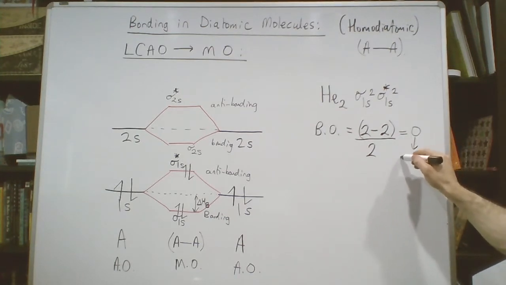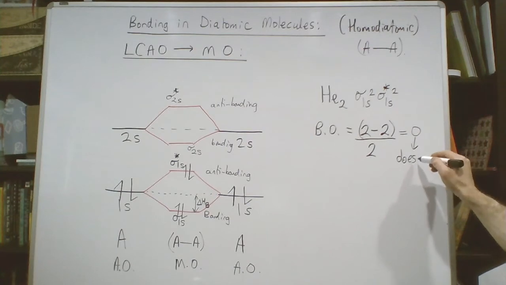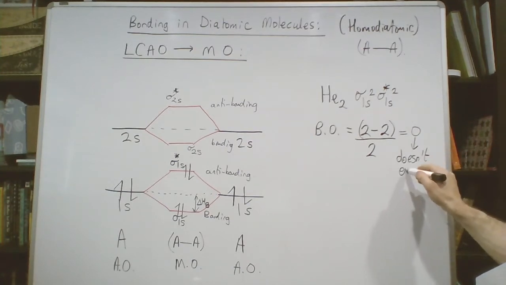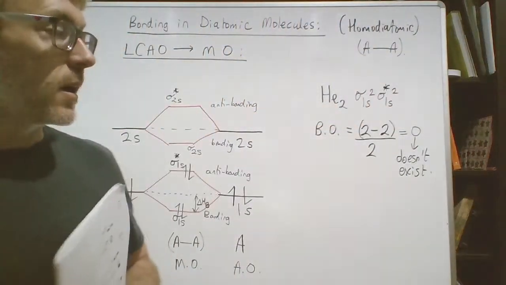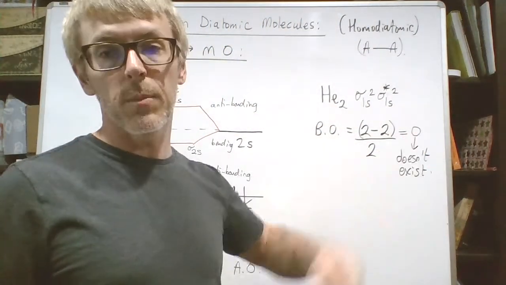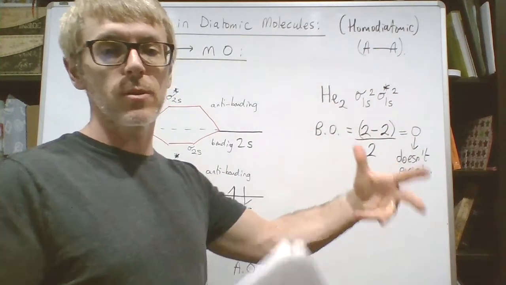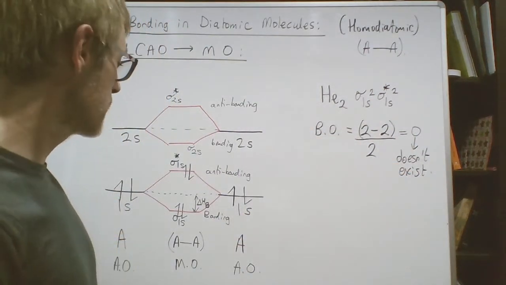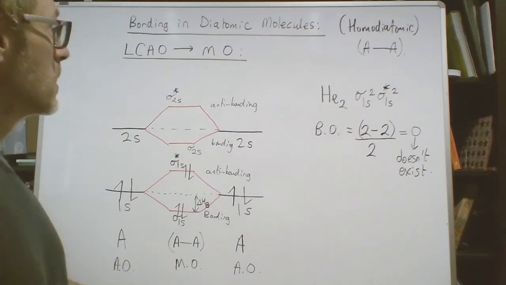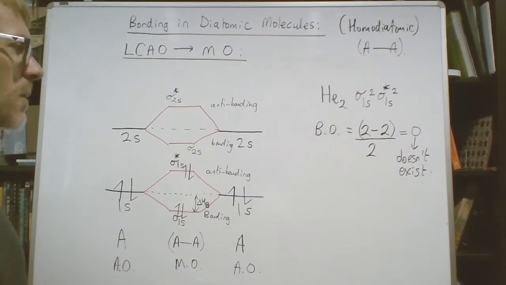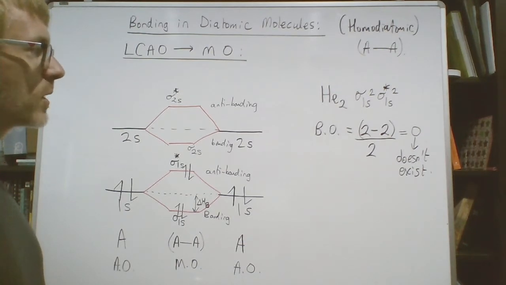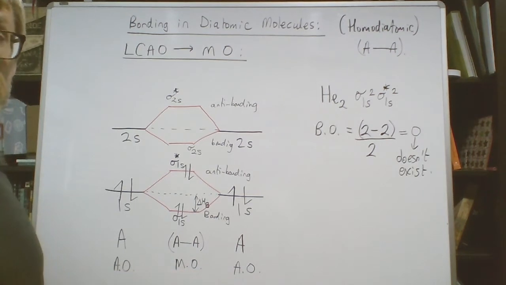So this means that helium doesn't exist as a diatomic molecule. It doesn't exist because there's no net force keeping it together. So the two helium atoms just perpetually have no interest in each other. So it's not a real molecule. And this is the benefit of looking at molecular orbitals. We'll proceed to look at, after helium, we get lithium. Let's see if dilithium exists.